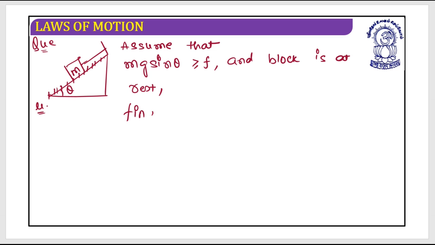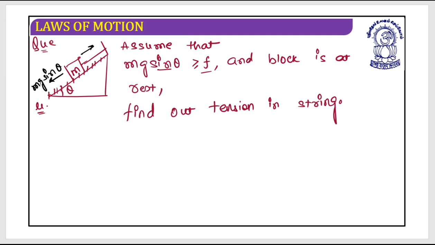So find out the tension in the string. This is the question. They have provided that this mg sine theta must be greater than or equal to the friction force. That means this block has been pulled from here, and we have been given in the data itself that mg sine theta would be greater. So in this direction a friction would be acting as well as tension. One more thing, it says that the block is not moving, it is at rest.